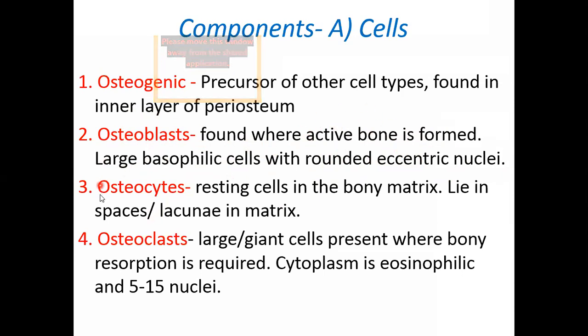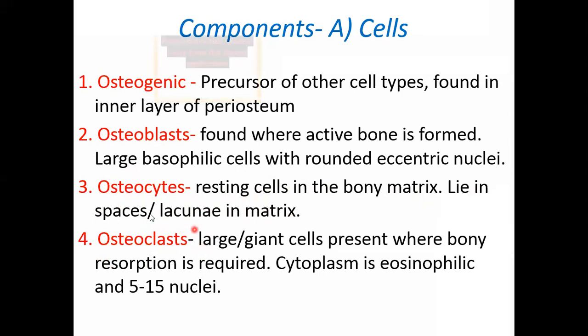Osteocyte. Osteocytes are resting cells in the bony matrix. These are the cells of the bone, mainly called osteocytes. If they're young cells, they are called osteoblasts. They lie in spaces also called lacunae in the matrix. So osteocytes are resting cells.